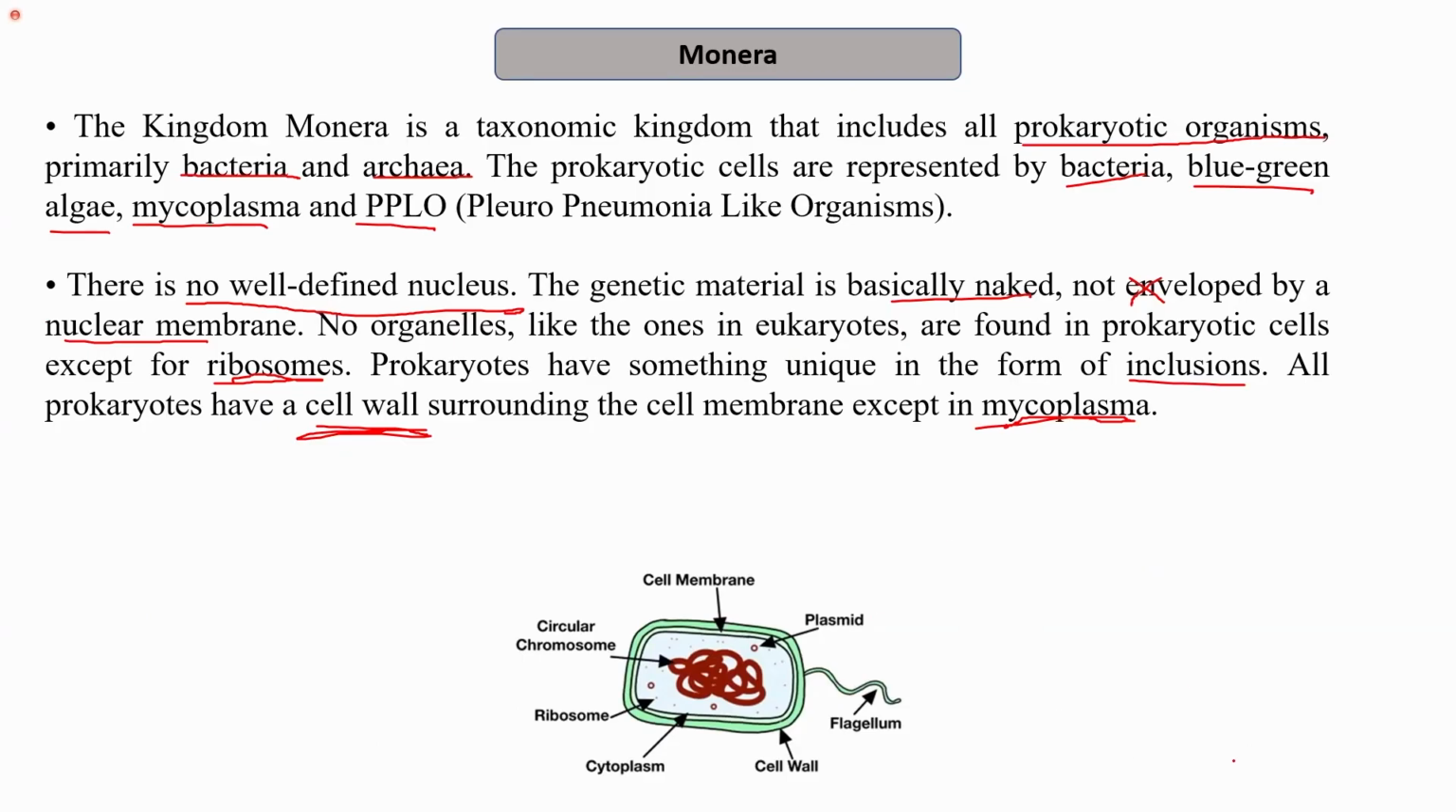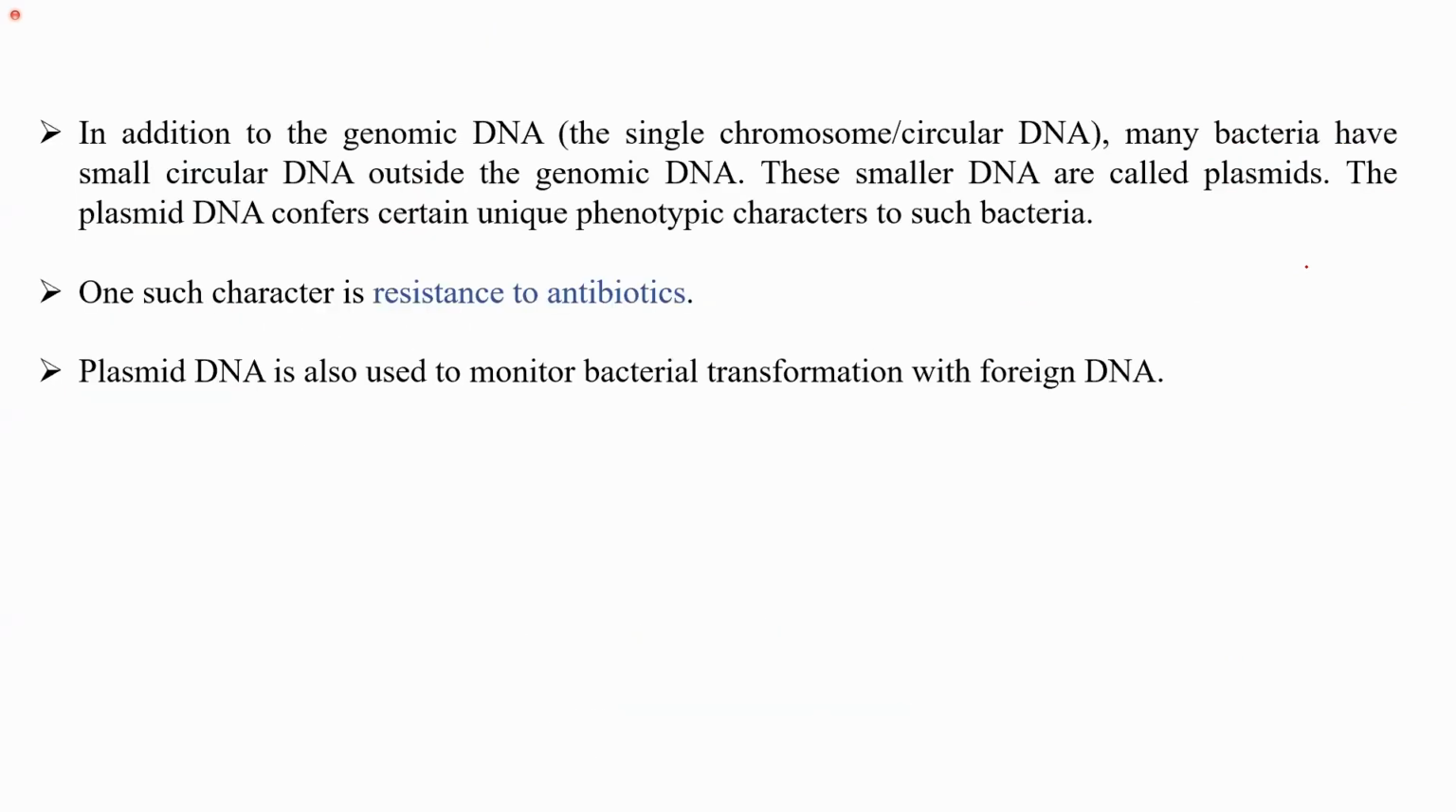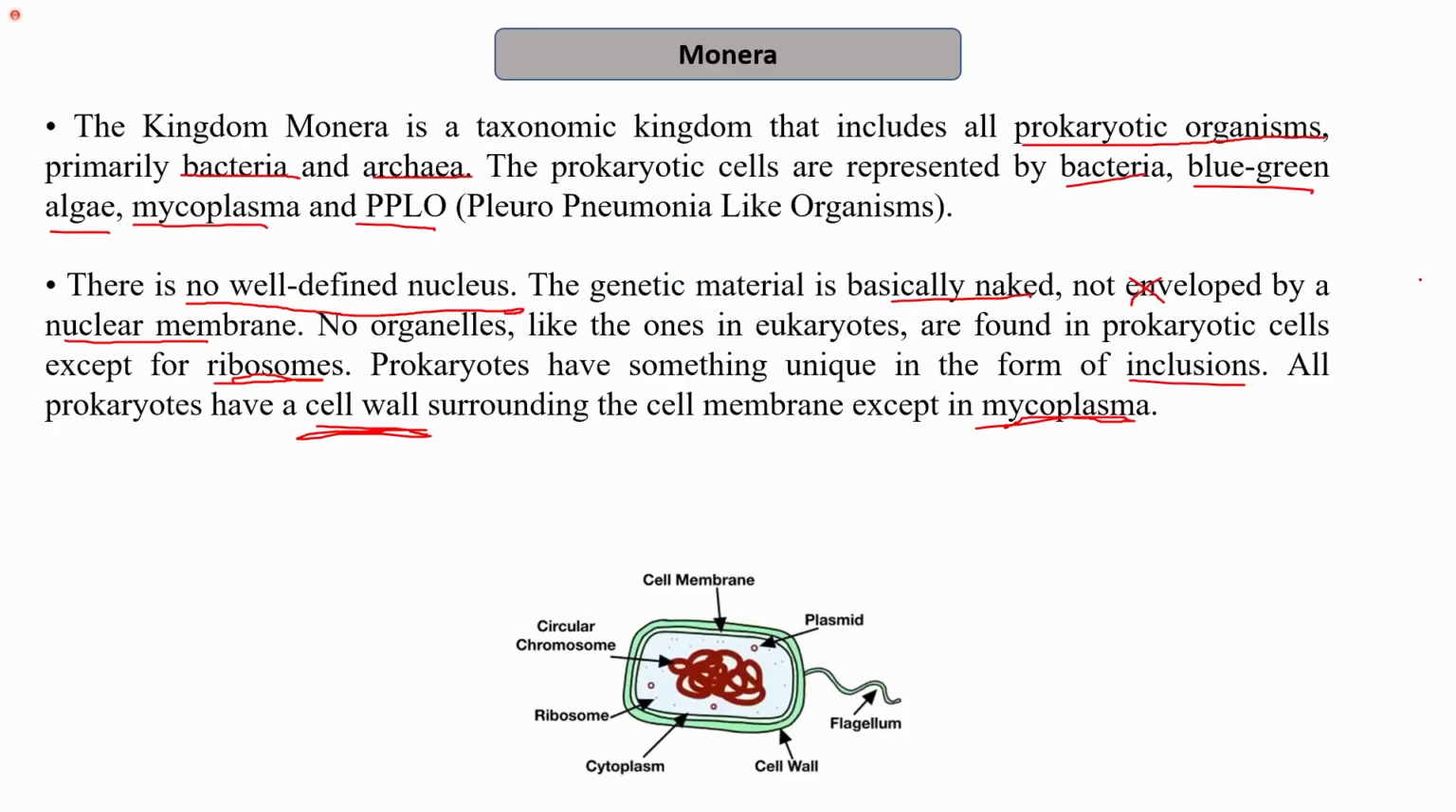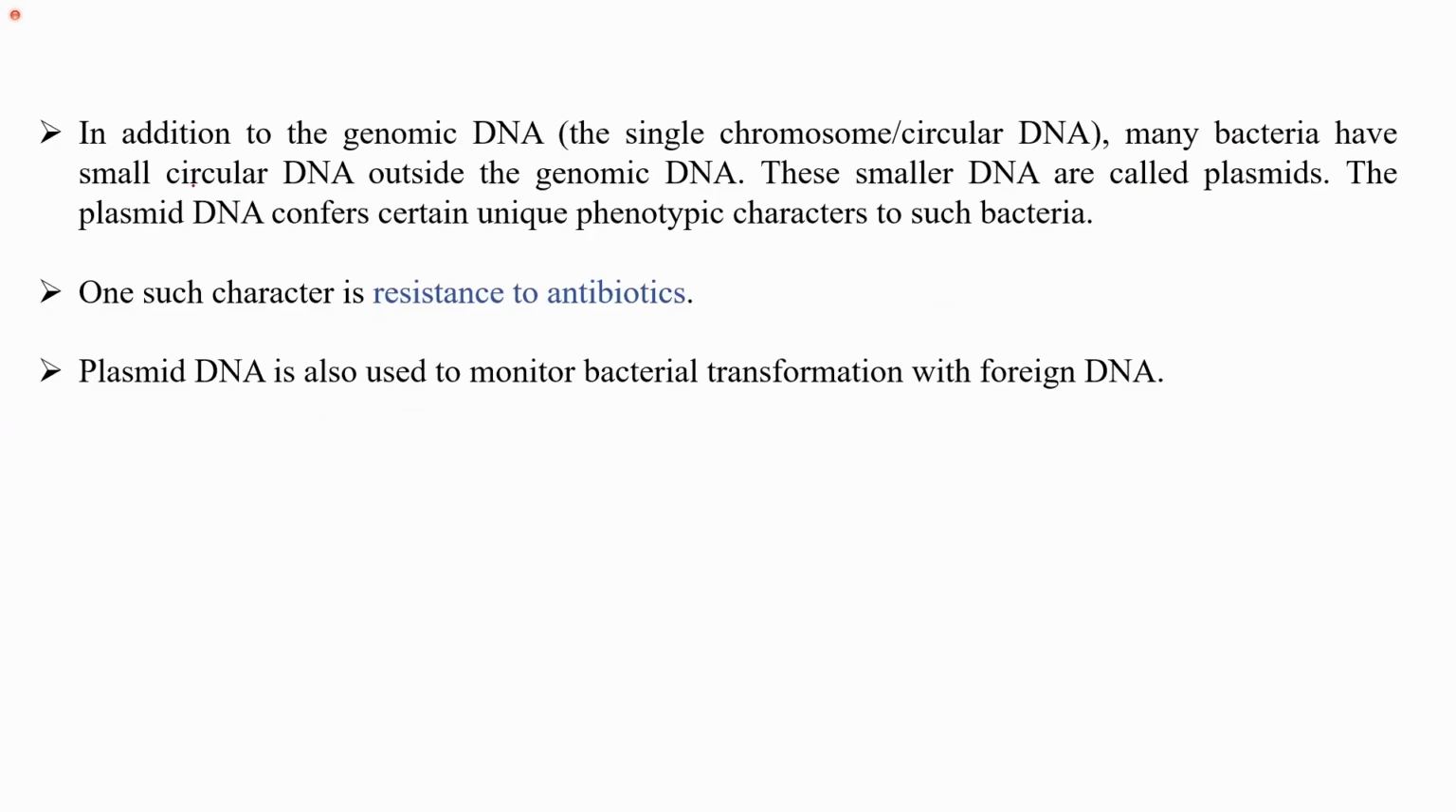You will learn about all these structures in detail when we learn cells in detail. For now, we can understand that in the prokaryotic cells, we do not have any nucleus. We just have naked DNA that is present freely in the cytoplasm. In addition to the genomic DNA, which is the chromosomal DNA, bacteria may have small circular DNA outside the genomic DNA, and these small DNA are called plasmids.